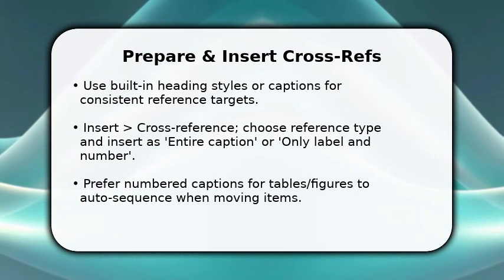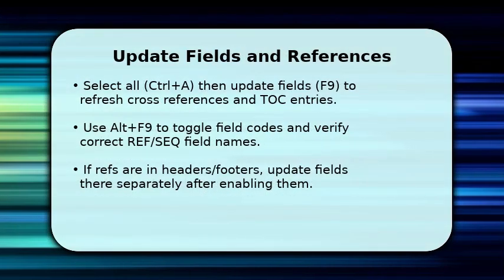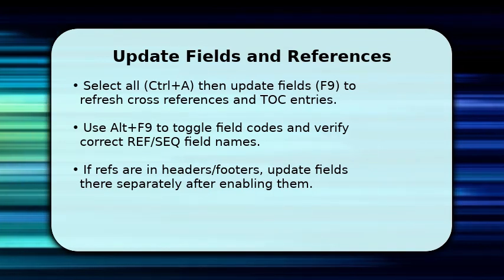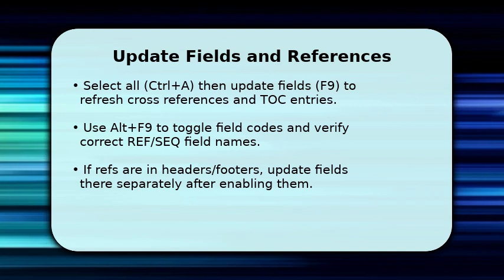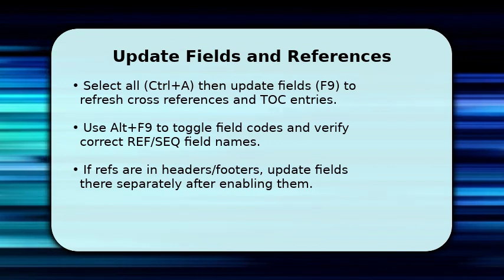Once you have inserted references, force Word to recalculate by selecting All, Ctrl+A, and pressing F9. This updates visible cross-references and numbered sequences. If something looks wrong, toggle field codes with Alt+F9 to inspect REF or SEQ fields and confirm they point to the expected labels. Make sure to update headers and footers too, open each and run F9 inside them.